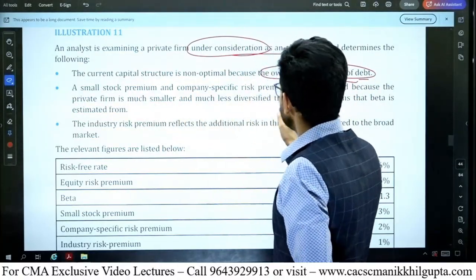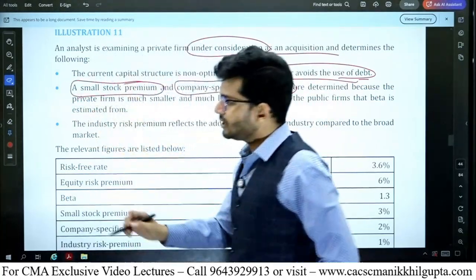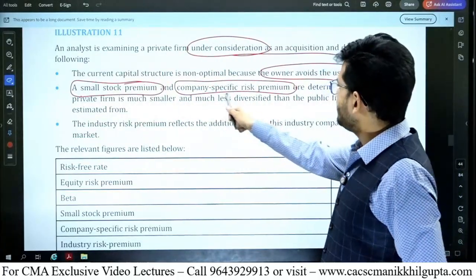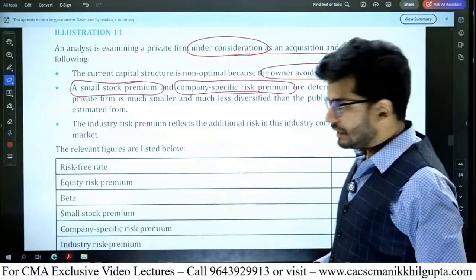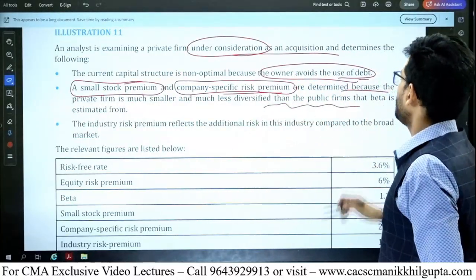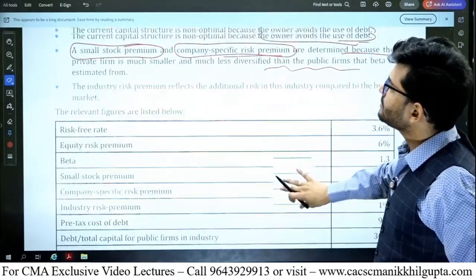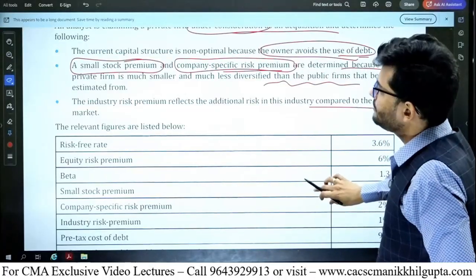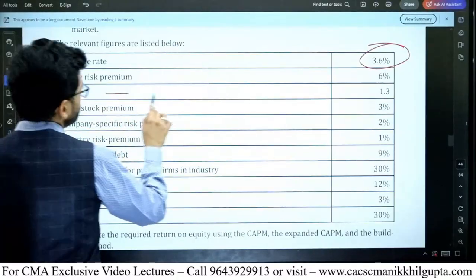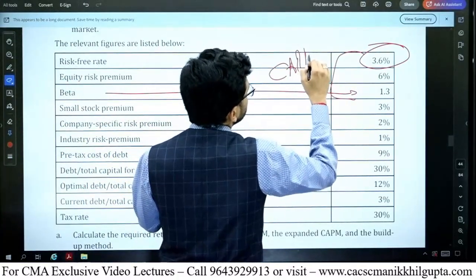Small stock premium and company specific risk premium are given to you. Small stock premium means since it's a small company, there's an additional risk to it as compared to the industry risk. And this company specific risk, which is additionally there in this particular company, is determined because the private firm is much smaller and much less diversified than the public firms that beta is estimated from. These are company specific risks. The industry risk premium reflects the additional risk of this industry compared to the broad market. Risk free rate, equity risk premium and beta are given to you. So using these three and the CAPM model, we'll calculate the cost of equity.